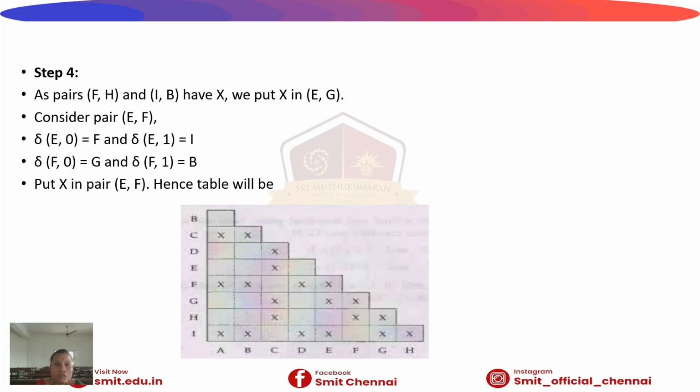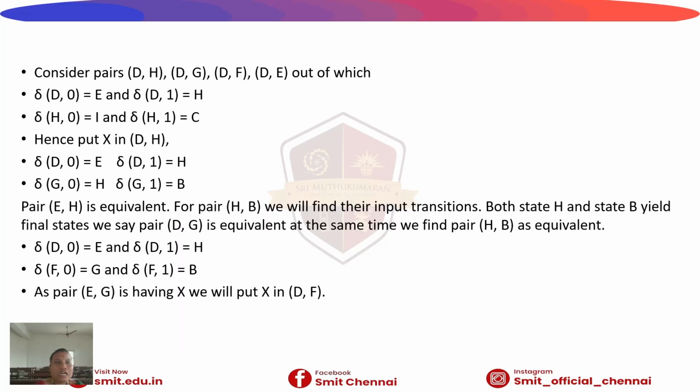The marks are allowable by the marked states. Consider pairs DH, DG, DF. Out of these, del of D comma 0 and del of H comma 0 equal EI, and del of D comma 1 and del of H comma 1 equal C. So in the pair DH we put X. So the pair of E comma H is equivalent.